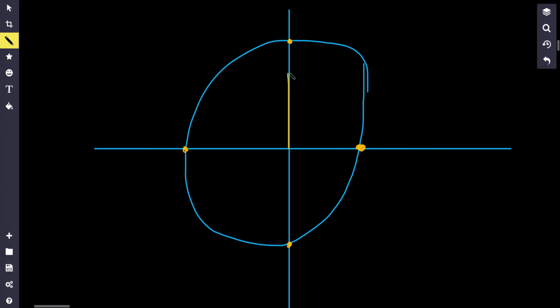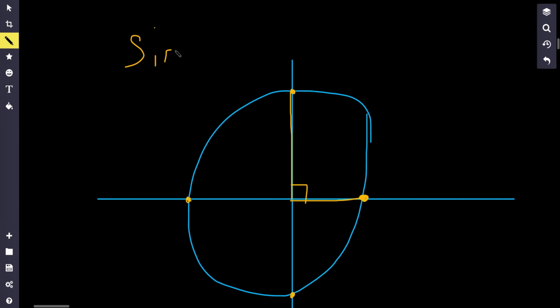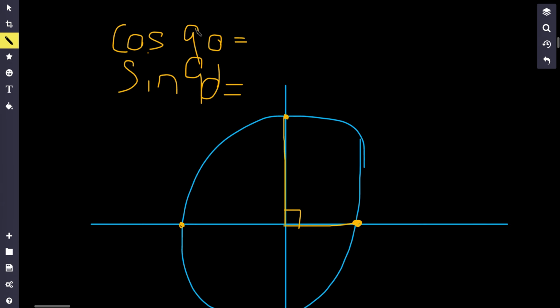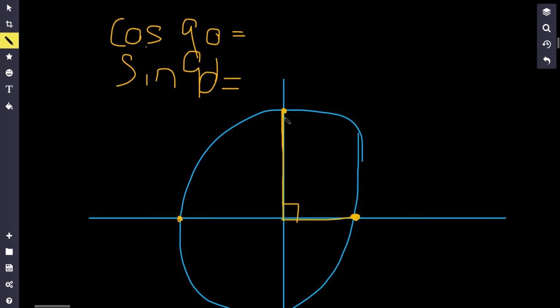Now, let's say I create a 90-degree angle on a unit circle. What's sine of 90 degrees? I want to find out what cosine of 90 degrees and sine of 90 degrees are. Notice how cosine represents the x value of my point. Sine represents the y value of my point.